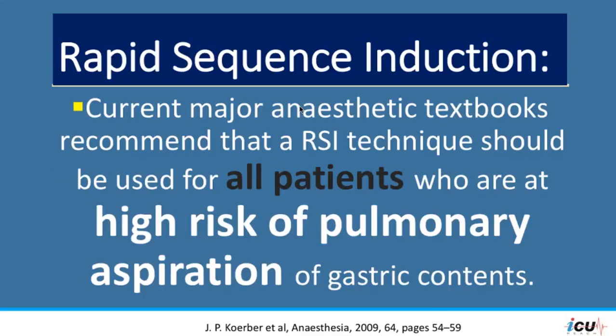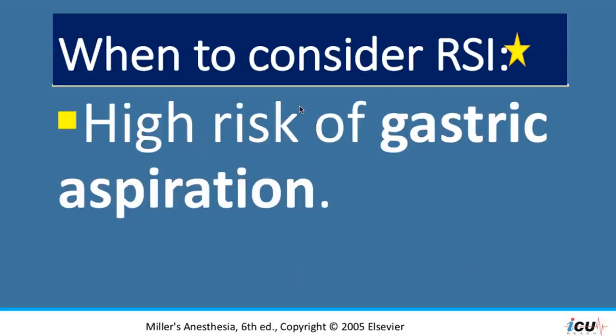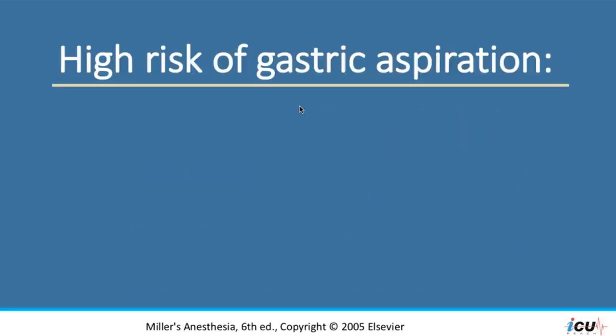And the major anesthesia textbooks suggest that you use RSI in all patients who are at high risk of pulmonary aspiration of gastric content. So anyone at high risk of gastric aspiration is an indication for RSI. But who's at high risk of gastric aspiration?